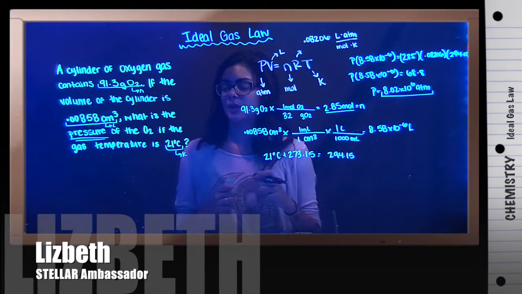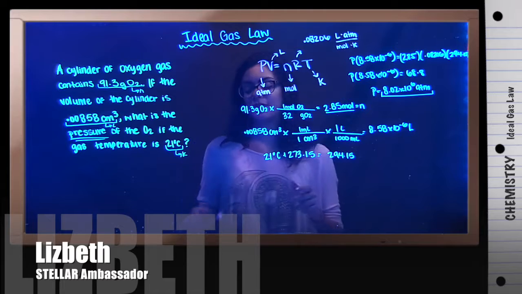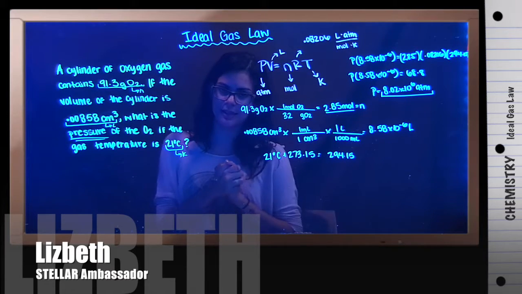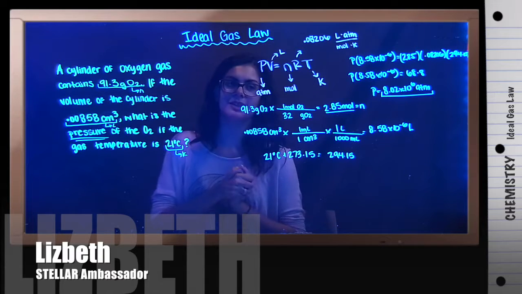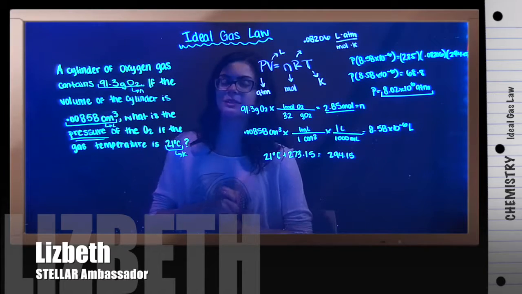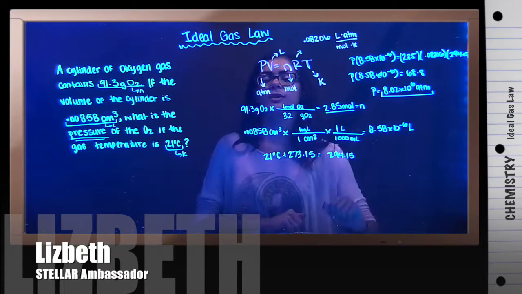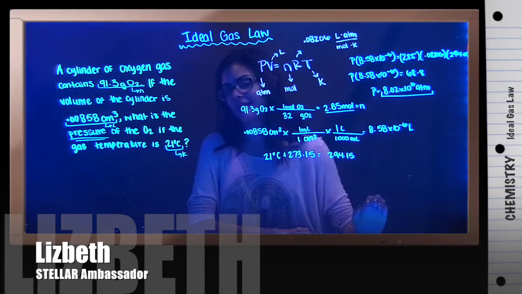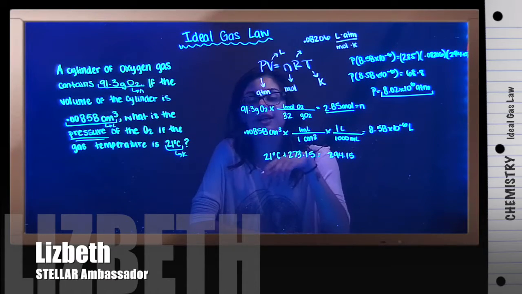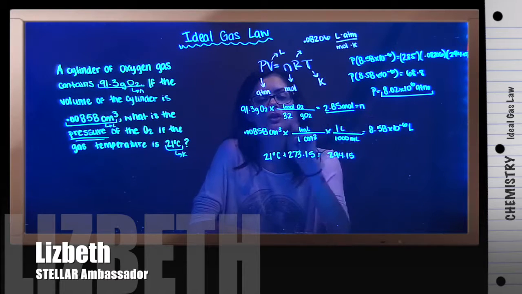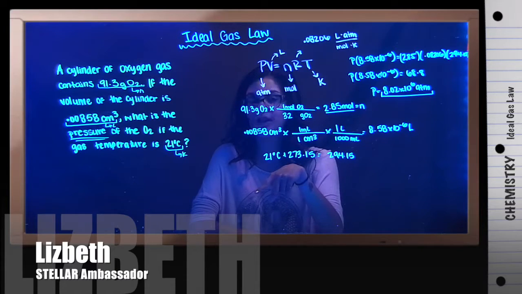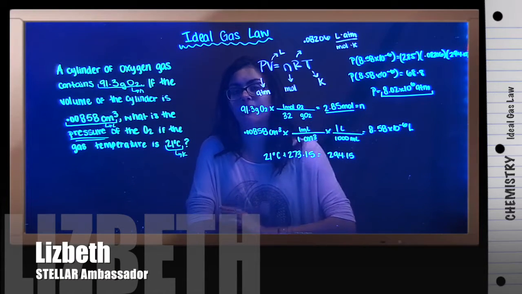Alrighty, so let's go over what we just learned. We learned that our ideal gas law is PV equals nRT. Your pressure has to be in atmospheres, your volume has to be in liters, your n has to be in moles, and your temperature has to be in Kelvin. We learned that our R value, the R constant for anything involving gases, is 0.08206 liter atmosphere over mole Kelvin. And we learned that we need to convert grams to moles, centimeters cubed to liters, and Celsius to Kelvin. And that is how you solve for your ideal gas law.